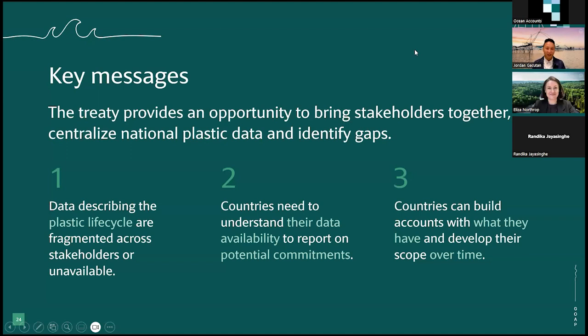And so my three key messages for you today are that this treaty really provides an opportunity to bring stakeholders together and centralize the plastics data needed to report on progress or the state of plastics within a country. To do this, we need to describe the entire life cycle. And at the moment, that's fragmented across stakeholders or unavailable. So to understand what's there and how we can bring it together, we need to understand data availability. And finally, if we compile accounts with what we have, then we can produce a system to report on the plastics treaty and iteratively develop that over time to increase capacity and increase ambition over time.